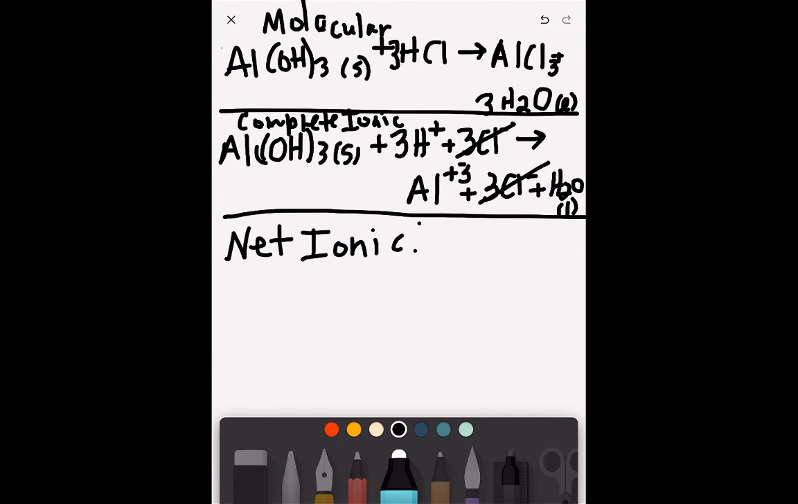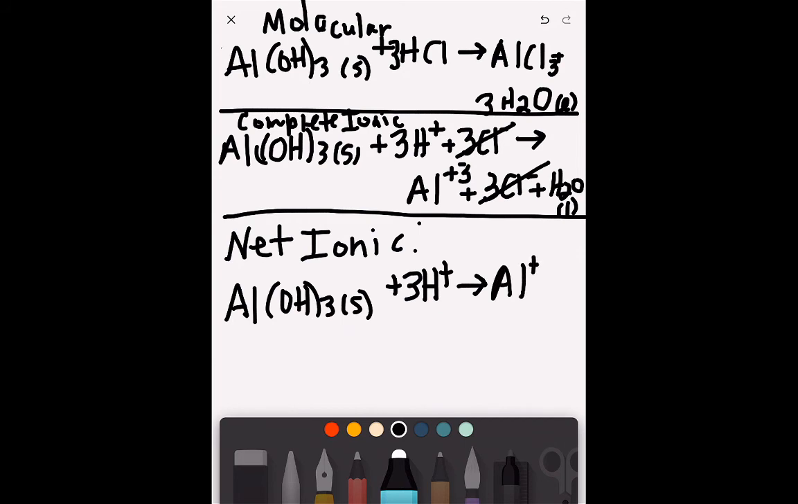So those mark out. And our net ionic equation then will be AlOH3 plus 3H plus yields Al plus 3 plus H2O, which is a liquid. All right? And there is our net ionic equation. So I've just done the first one for you.